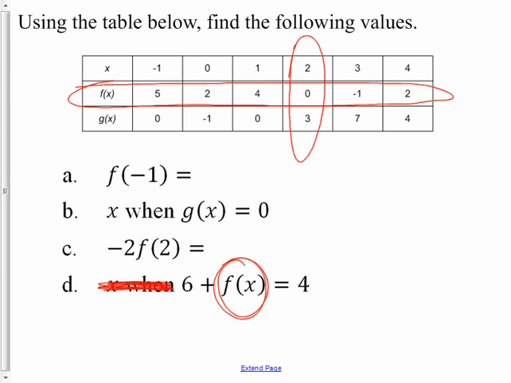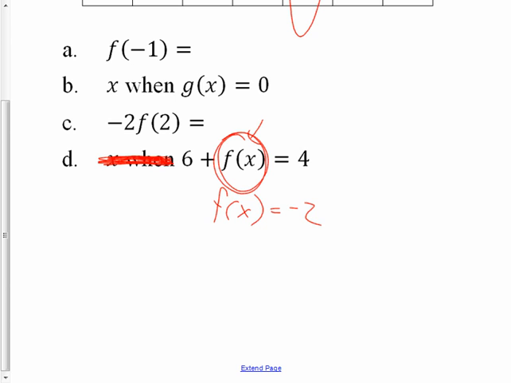So didn't they, by doing this, really tell you that f of x needs to be -2? Do you get what I'm saying? Because 6 plus -2 equals 4. So f of x, this part right here, has to be -2. Another way you can think of that is you can subtract 6 on both sides. All right. Now, f of x equals -2.